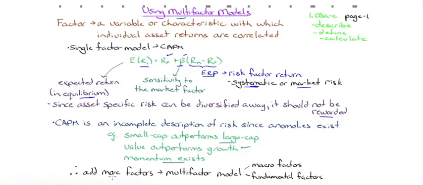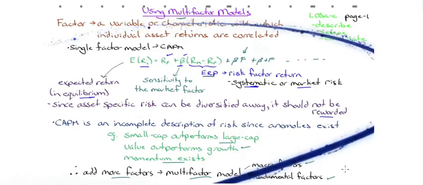So what do we need? We need more factors. Therefore, add more factors. That brings us to a multi-factor model. We go from a single factor model, which is CAPM, to a multi-factor model, which means we're just going to add another beta plus another factor plus another beta plus another factor, and we can add as many factors as we want. And the types of factors can be macroeconomic factors or fundamental factors, and we'll look at a macroeconomic multi-factor model and a fundamental multi-factor model.